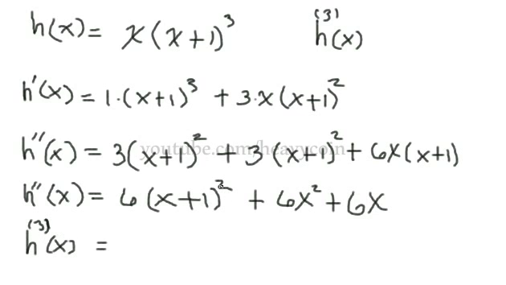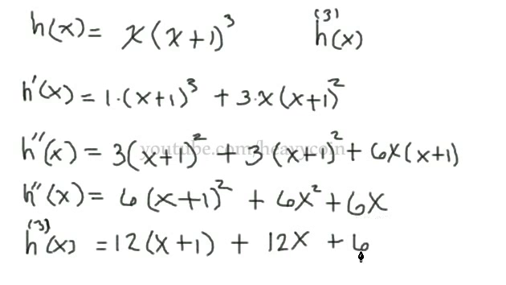Okay, so take the 2, bring it out front. 6 times 2 is 12. Rewrite x plus 1, subtracting 1 from the exponent, and of course take the derivative of the inside, bring it out, it's just 1, right? Plus, and so the derivative of 6x squared is going to be 12x, and the derivative of 6x is just going to be 6.